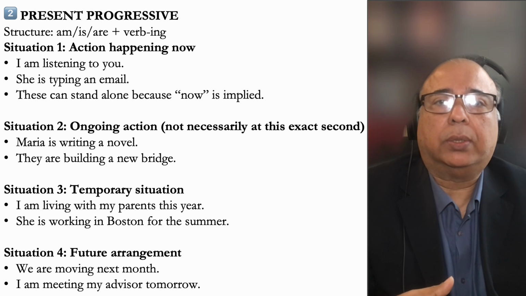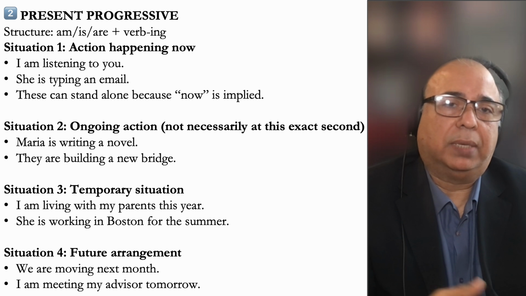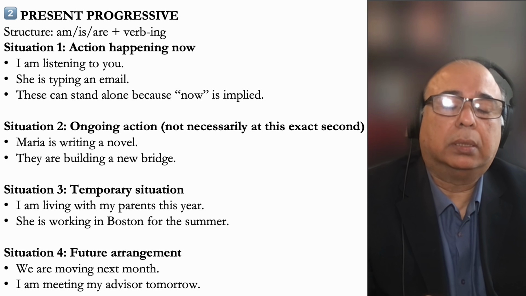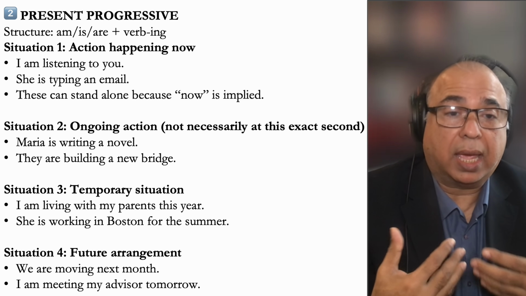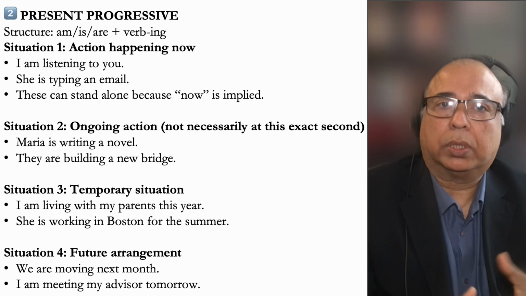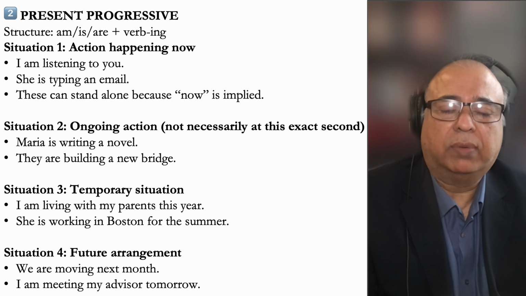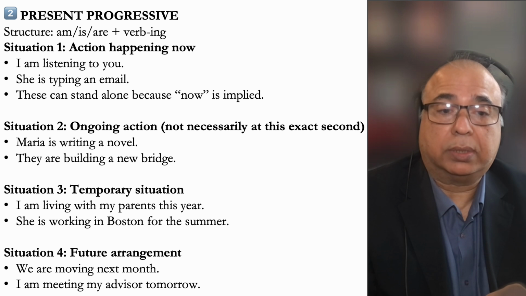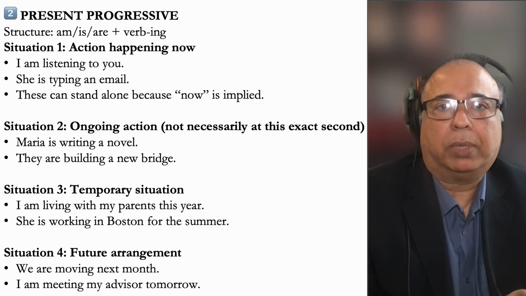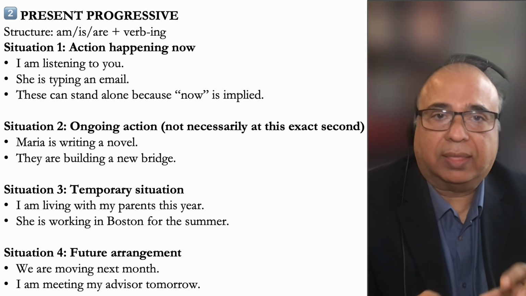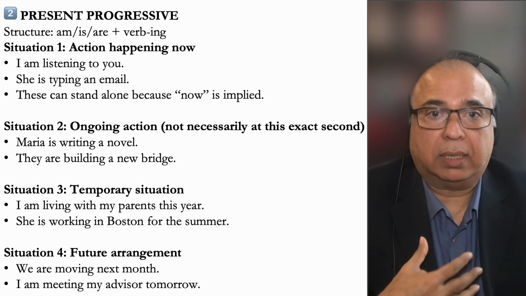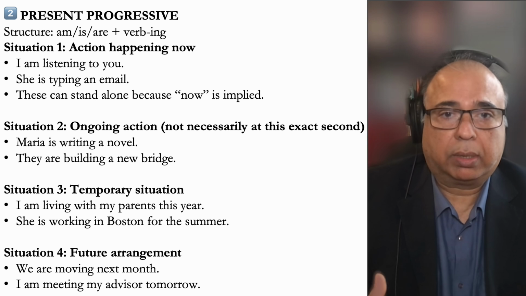They are building a new bridge. They may be sleeping right now, who knows? But the bridge is being built as we speak. A third situation in which you use present progressive is to express a temporary situation, like I am living with my parents this year. You notice this year, it does not mean that I live with my parents forever.